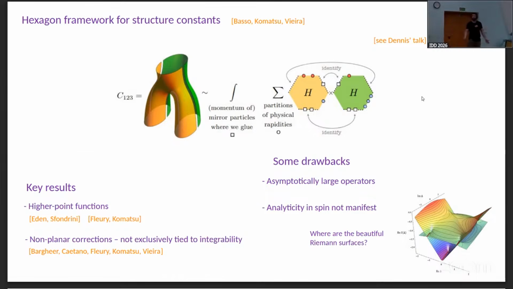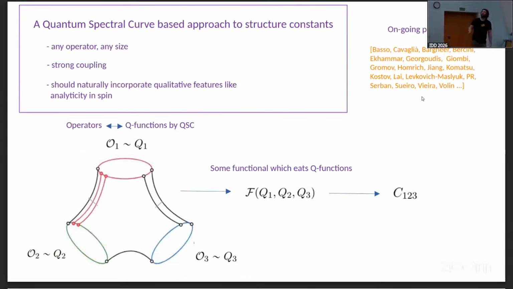Where are they hiding? Since we know that the spectral problem is solved with the quantum spectral curve, and none of these problems are present there, we can do any operators, any length, and explore complex spin, no problem. What we would really like is some kind of quantum spectral curve based approach to correlation functions.